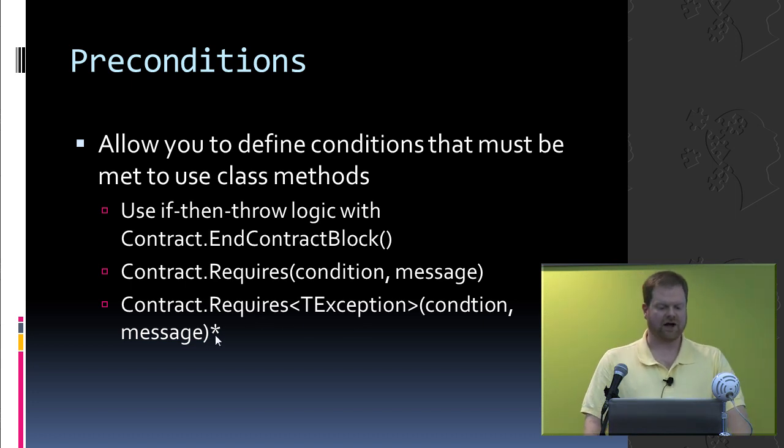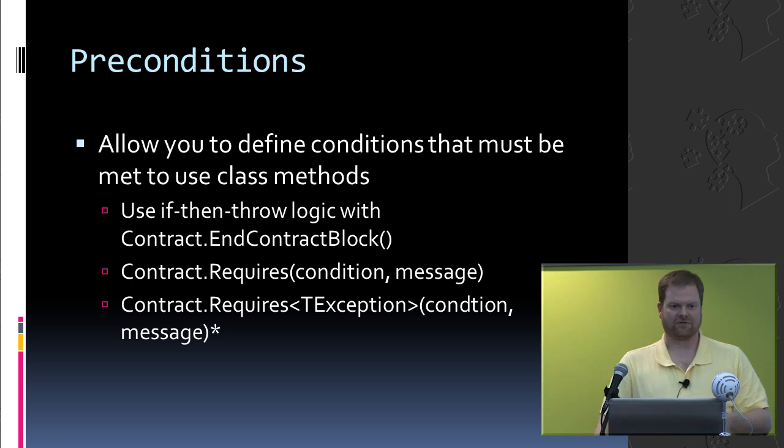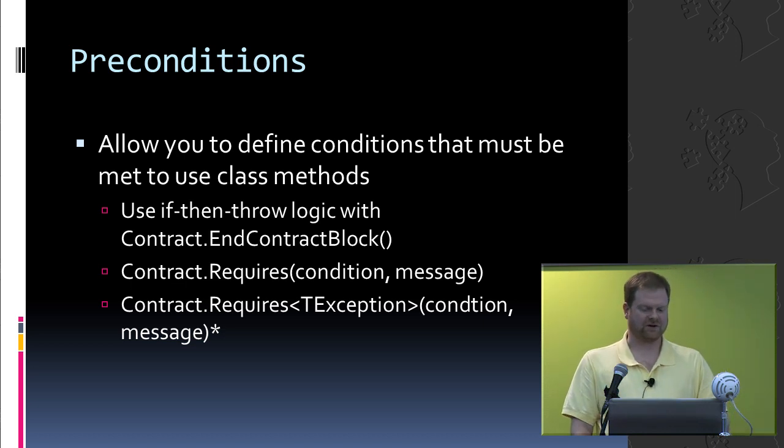I put a little asterisk next to the TException one because this guy comes with a warning. If you're going to use Contract.Requires that's going to throw an exception, when you go to release, you have to make sure that you turn on the runtime checker. If you don't, if there's a failure, it'll try to assert and throw up a message box, which depending on if it's a shared assembly or if it's a service, that's not a desirable thing. So be a little wary if you use the Contract.Requires<TException>.